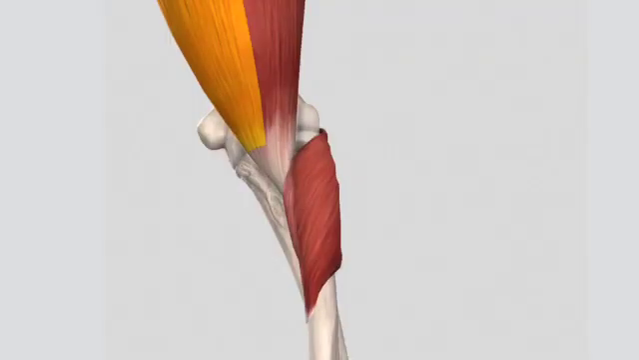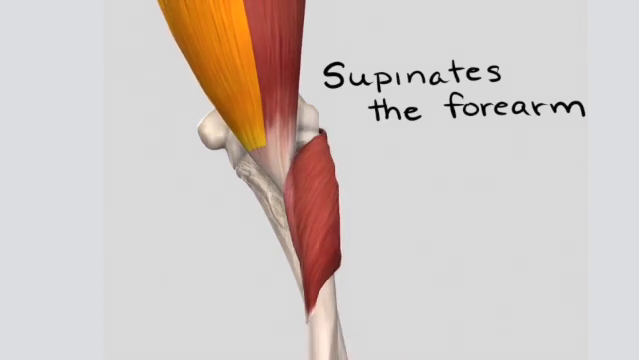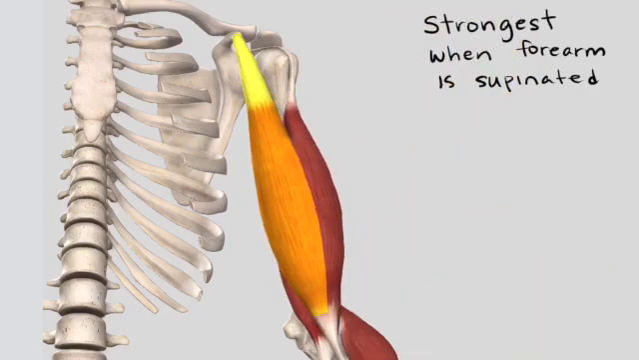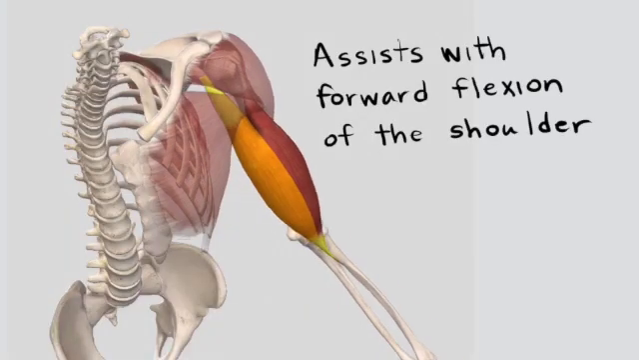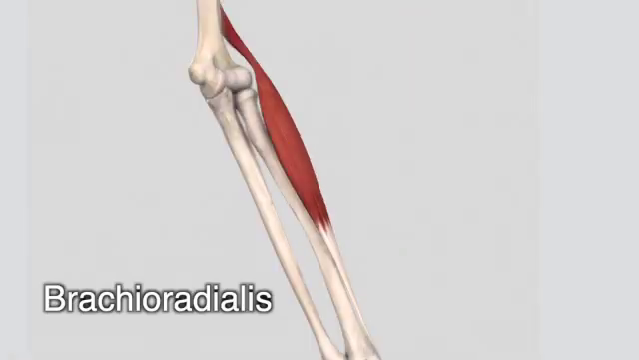Actions. The biceps supinates the forearm at the radioulnar joints. It flexes the forearm at the elbow joint, most strongly when the forearm is in the supinated position. It assists with flexion of the arm at the glenohumeral or shoulder joint.